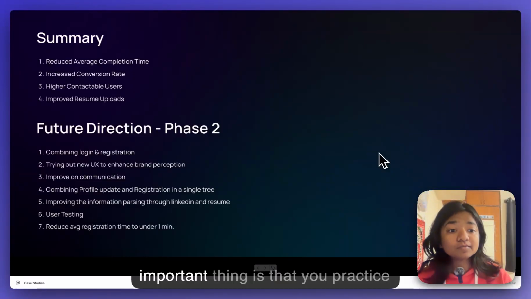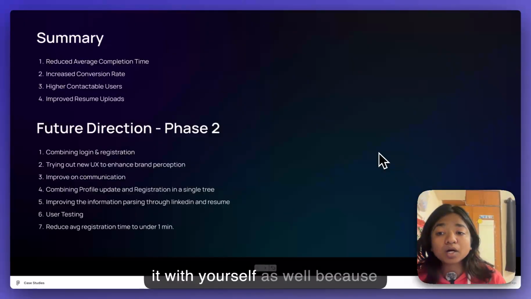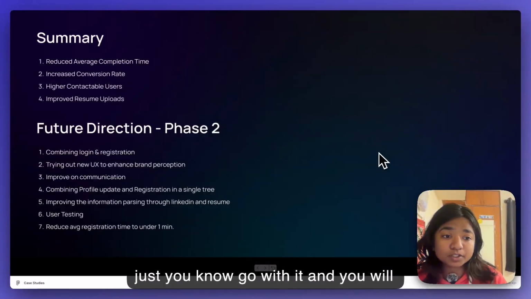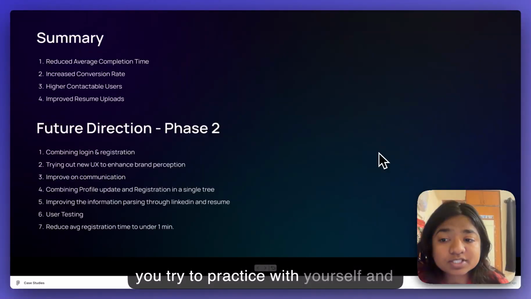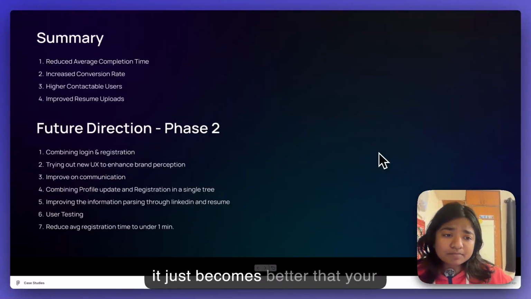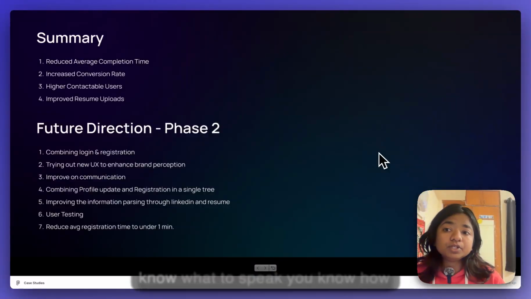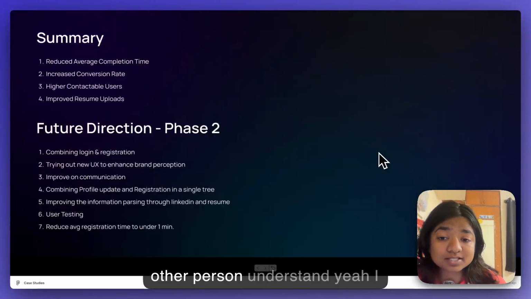And a very important thing is that you practice it with yourself as well, because sometimes you think that you'll just go with it and do your best, but if you try to practice with yourself once or twice, your presentation becomes better. You know what to speak, you know how to put words to make the other person understand.